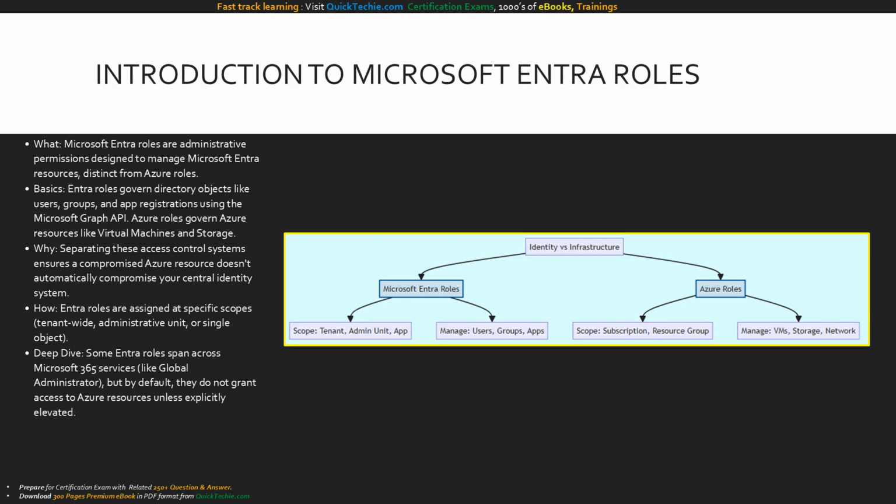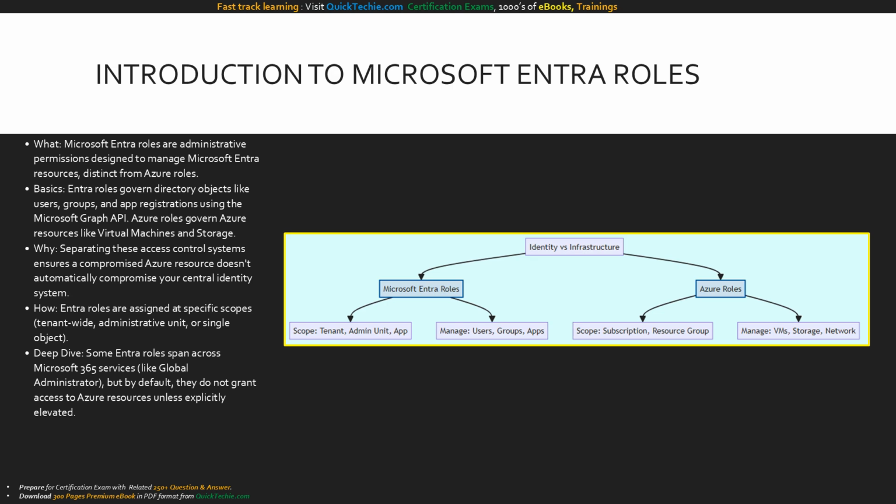Let's begin by defining exactly what we are managing. When we talk about Microsoft Entra roles, we are talking about permissions that control access to your directory resources, things like users, groups, and application registrations. A common pitfall I see is confusing Microsoft Entra roles with Azure roles. Remember this distinction: Entra roles manage your identity platform via the Microsoft Graph API, while Azure roles manage your Azure infrastructure like VMs and databases via Azure Resource Manager.